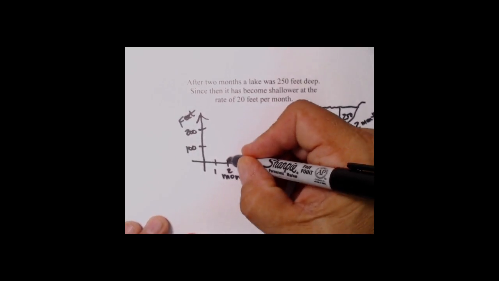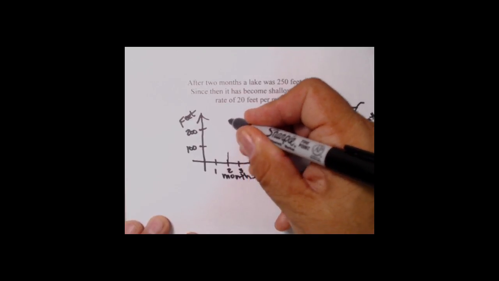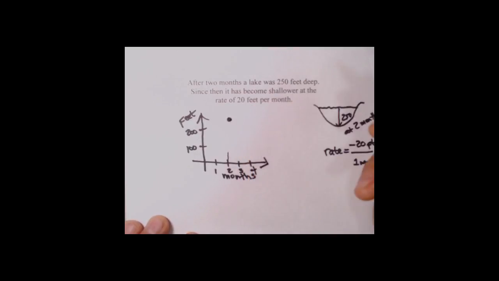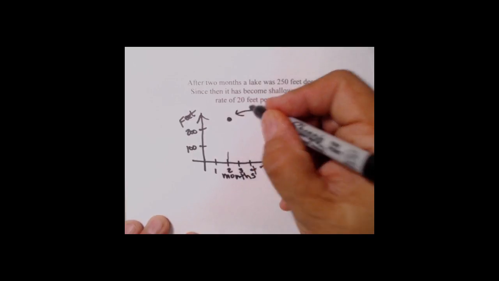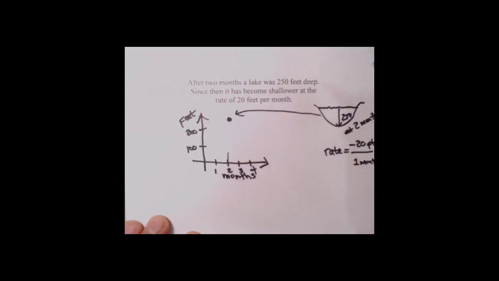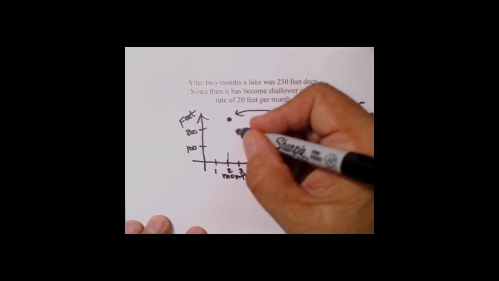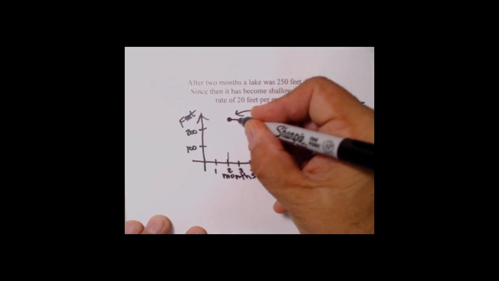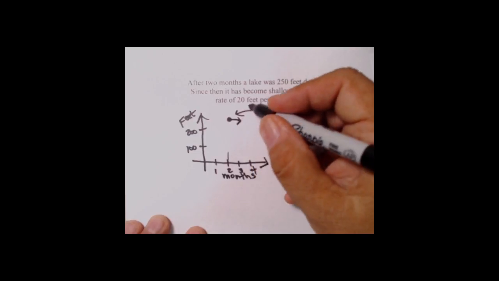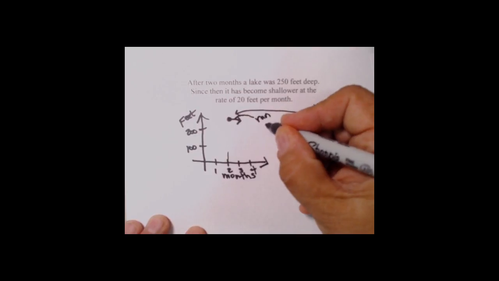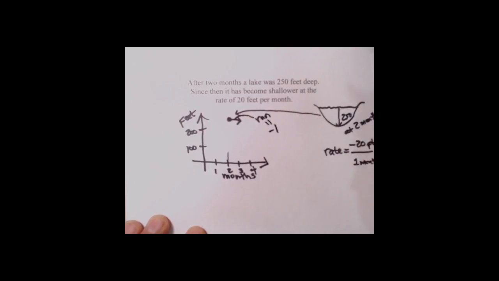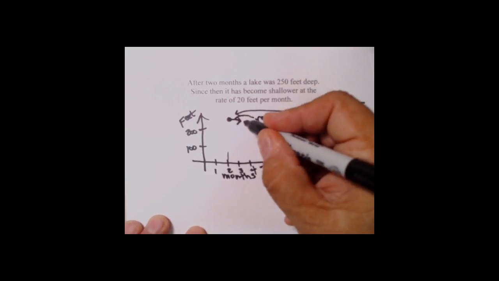Well, this is 2 months right here. So 250 feet would be right about there. So there's our 250 feet at 2 months. Well, now, the rate, of course, is rise over run. So from that given point, we run one more month. Here it is, out to month number 3. So there's our run, which equals plus 1 month. We're going to the right.